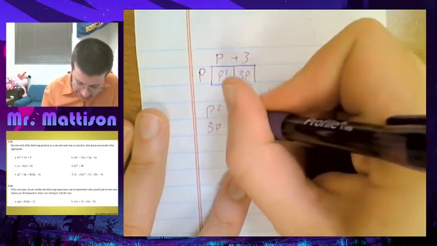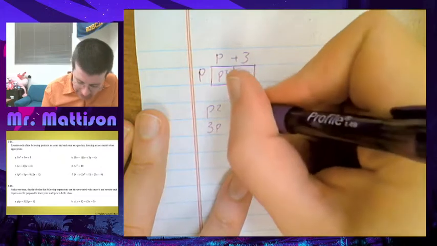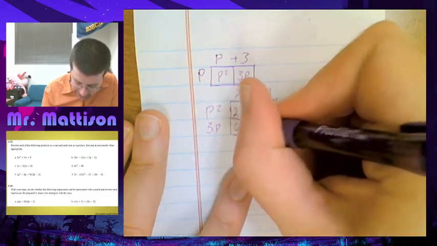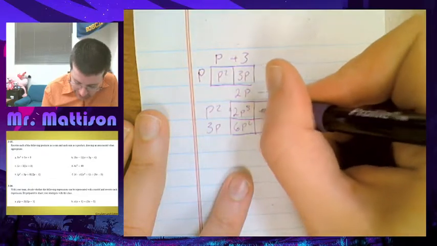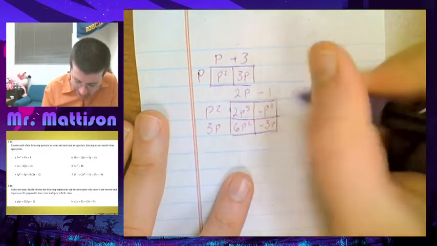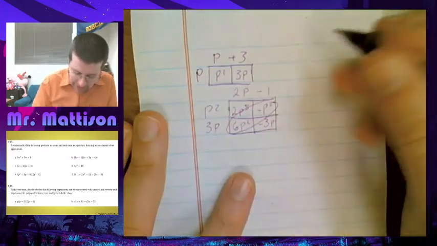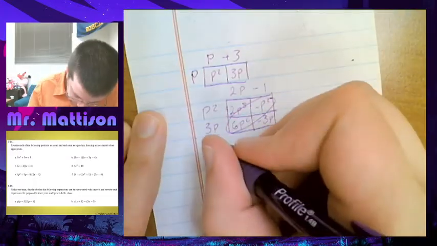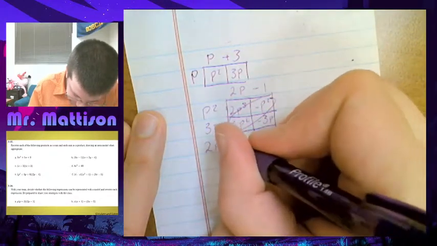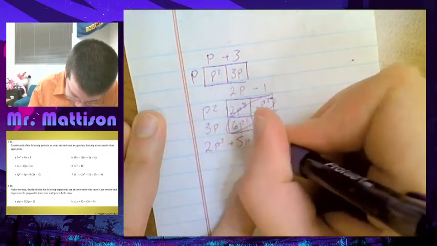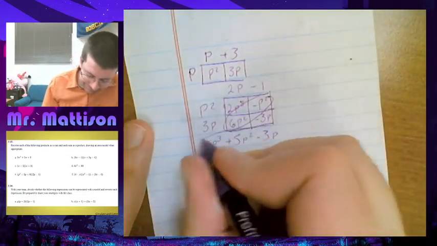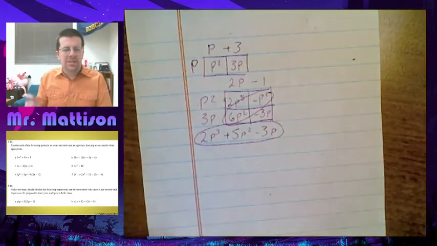So then this gives me 2p cubed. This would be 6p squared. This would be negative p squared. And then this would be minus 3p. So I still have my like terms there. So I overall get 2p cubed plus 5p squared minus 3p. Right? So not a huge deal.